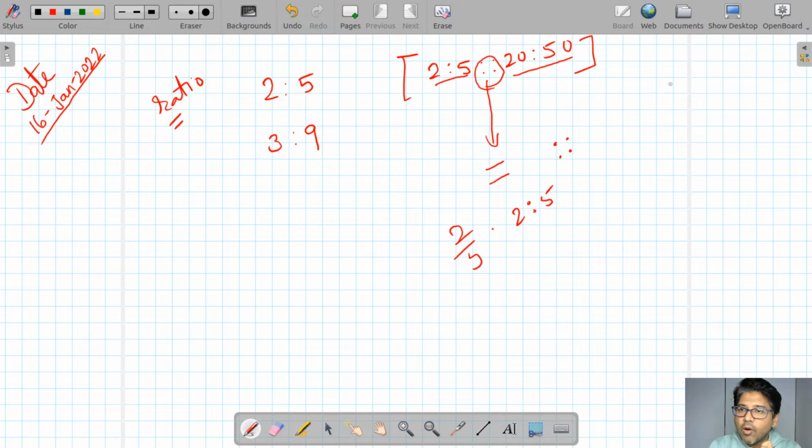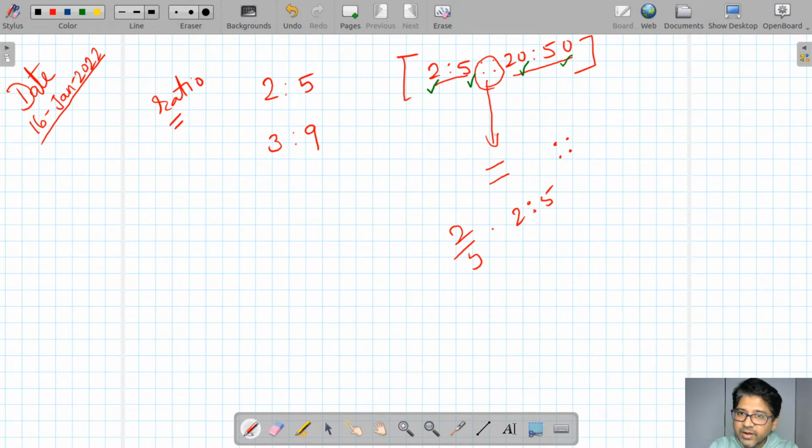So what is the term they use for this? This is called the first term. This is the second term. This is the third term. This is the fourth term. The names are given. So for proportion we need four terms. Joyce, how many terms do we need for proportion, beta? कितने टर्म चाहिए?